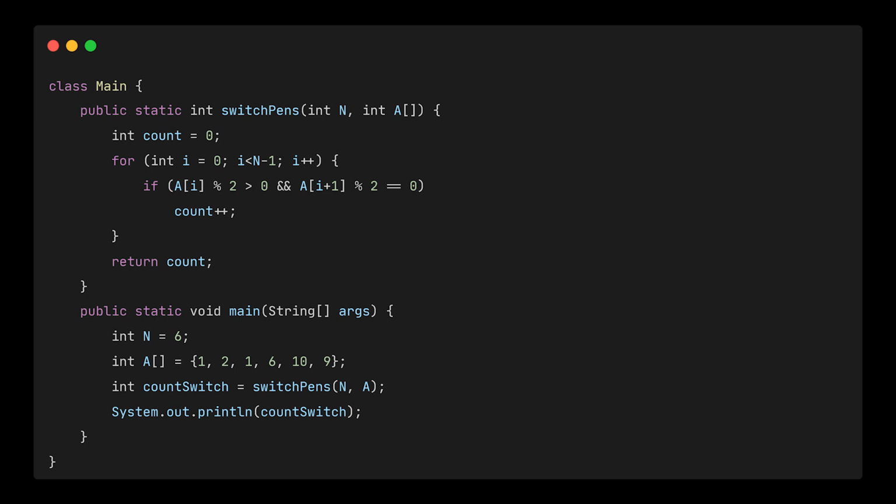If the current pen, a[i], is odd, a[i] mod 2 greater than 0. If the next pen, a[i+1], is even, a[i+1] mod 2 equals 0. Whenever both conditions are met, we increment the count.